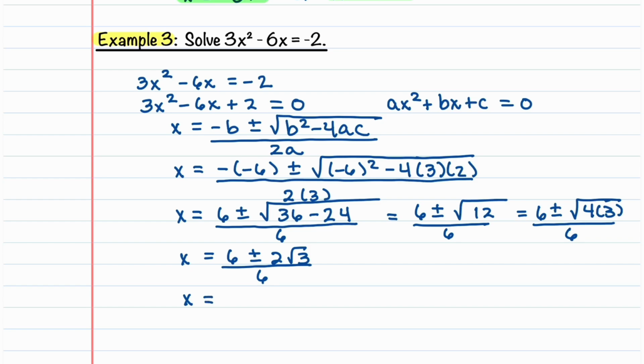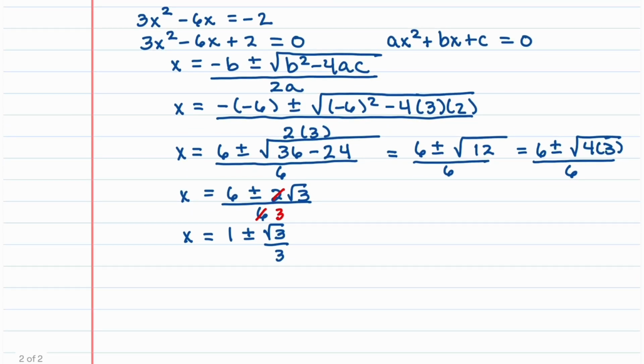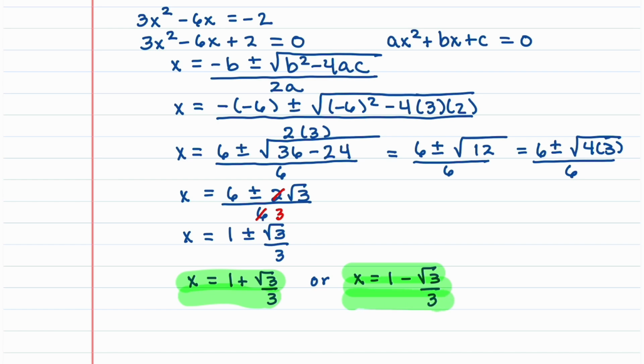Now we can divide by 6 and we get 1 plus or minus root 3. And we can see that 2 goes into 6 3 times, so we'll have a root 3 divided by 3. Let's rewrite this as x is equal to 1 plus root 3 divided by 3, or we have the solution x is equal to 1 minus root 3 divided by 3. And those are our final answers. We have two roots, and they are irrational real roots.